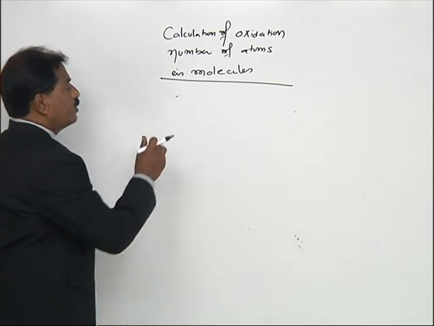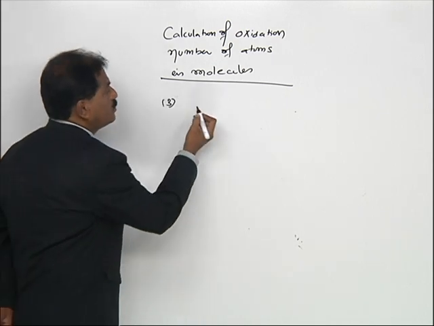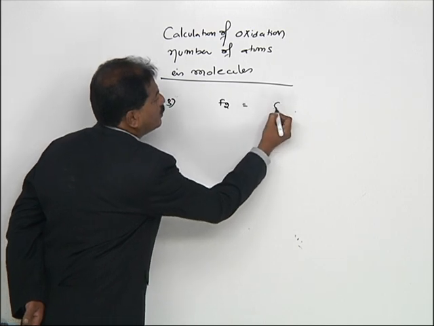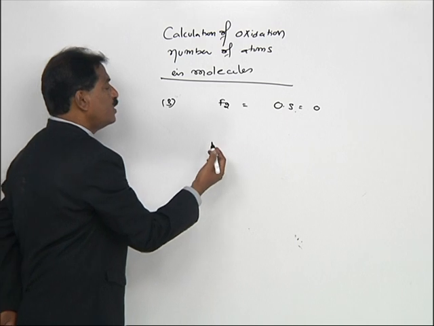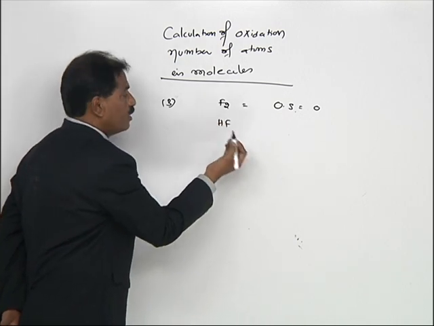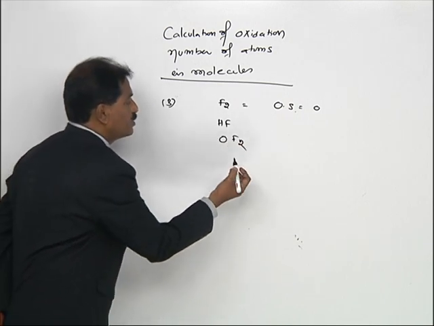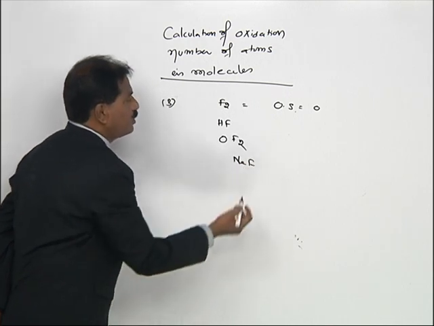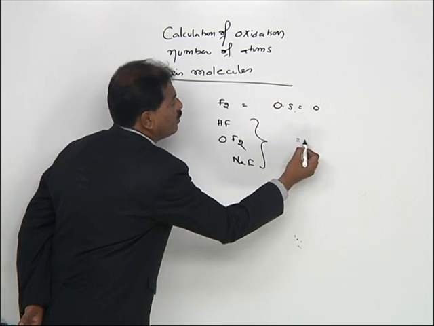Next, the third rule, it says about the oxidation state of the fluorine. When fluorine is in homoatomic molecule, the oxidation state of the fluorine is 0. If fluorine is present in any heteroatomic molecule like in HF or say for example in OF2 or in some other molecule like say NaF, in all the heteroatomic molecules for fluorine we will give the value -1.